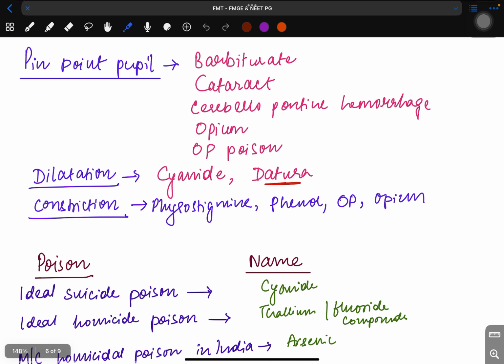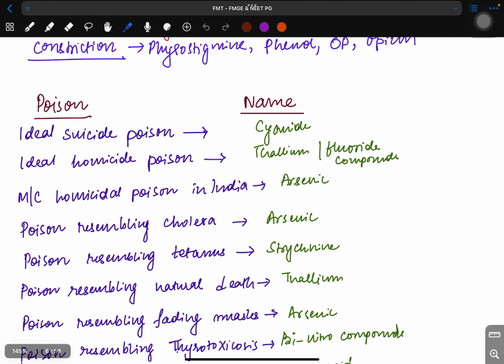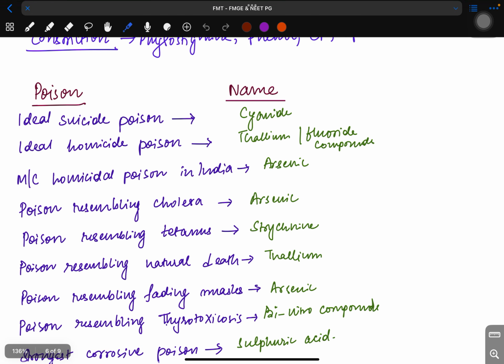We will find dilatation of pupil in cyanides and datura. And also we will find constriction in physostigmine, phenol, as we already discussed, pinpoint pupil, like constriction in organophosphate and opium. Now, here are various poisons and their names. So, ideal suicide poison is cyanide. What is ideal homicide poison?